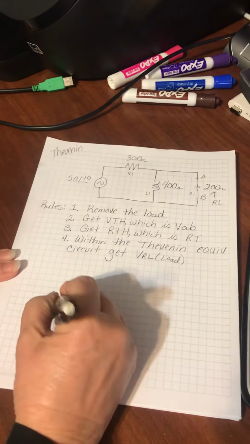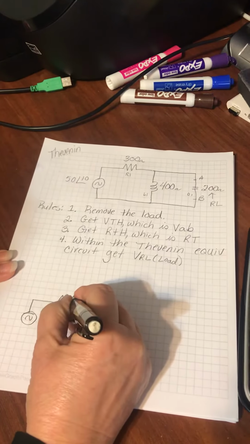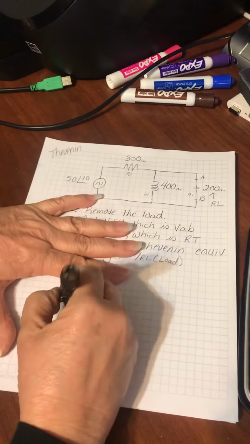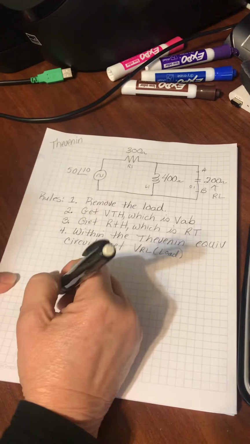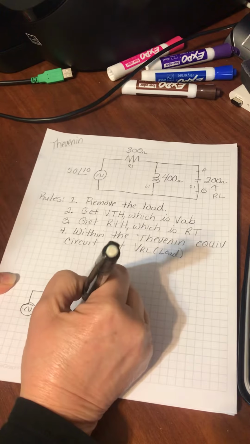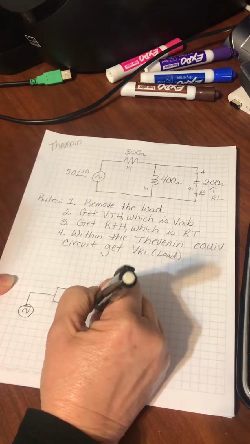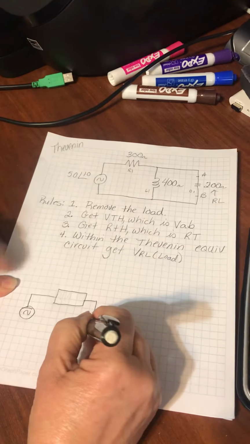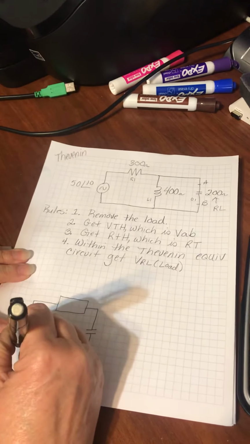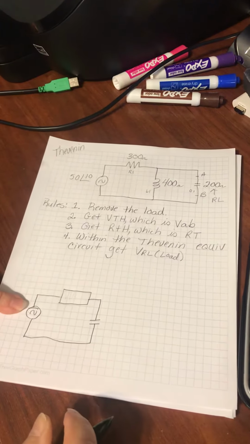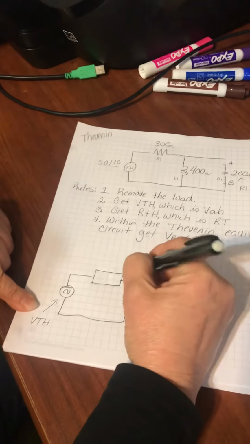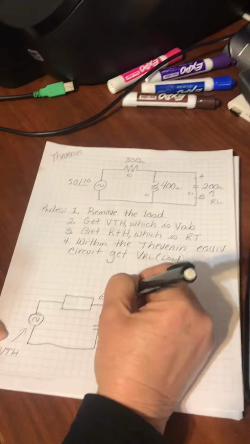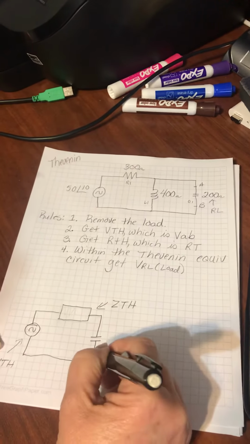So we have to get VTH. We have to get ZTH, and then we put back the load so we can get the voltage. This is what a Thevenin equivalent circuit looks like. This is VTH, this is ZTH, and this is the load.